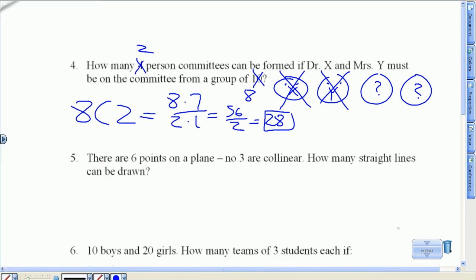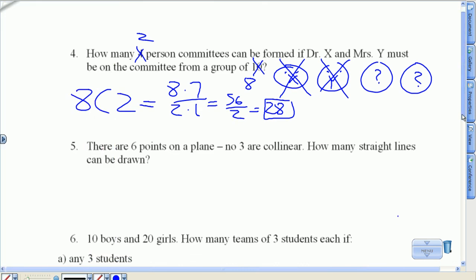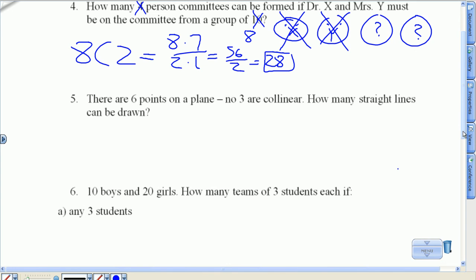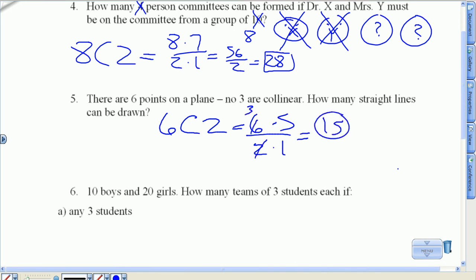28. There are 6 points on a plane. No 3 are collinear. How many straight lines can be drawn? How many points are required to draw a line segment? The answer is 2. So for those 6 points, you're going to choose 2 points to connect. That's 6 times 5 divided by 2 times 1, or 15.